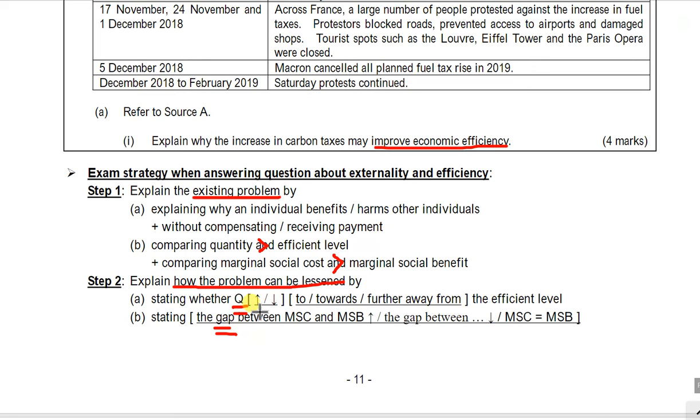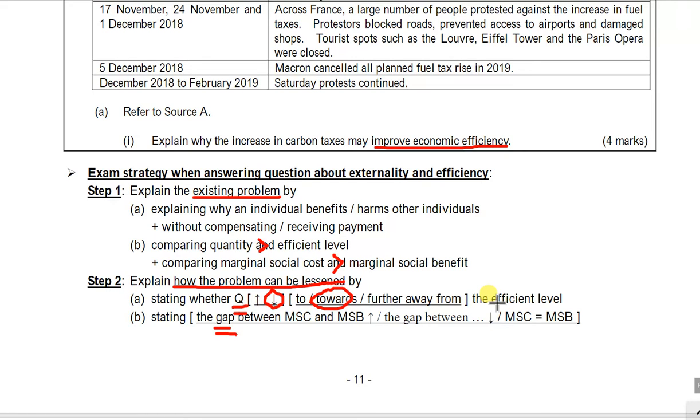For the Q, of course, initially the quantity is larger than the efficient level. Now the carbon taxes are raised, right? And the people will drive less, use a smaller amount of carbon, right? And then you can say that the Q will decrease towards the efficient level. This time, I will not use the word 'to' because the efficiency only improves, but is not perfectly attained. And that's why I just say that the Q will decrease towards the efficient level, but not exactly equal to the efficient level.